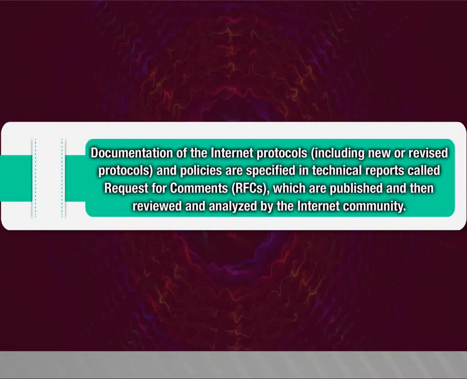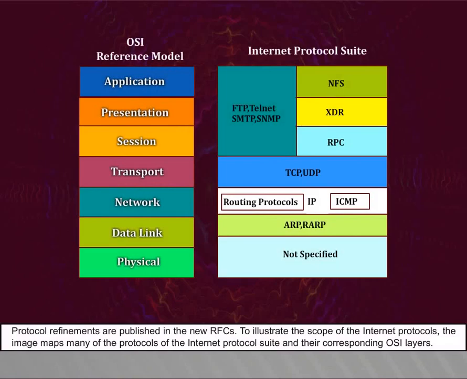Documentation of the Internet protocols, including new or revised protocols and policies, are specified in technical reports called Request for Comments (RFCs), which are published and then reviewed and analyzed by the Internet community. Protocol refinements are published in the new RFCs. To illustrate the scope of the Internet protocols, the following figure maps many of the protocols of the Internet Protocol suite and their corresponding OSI layers.